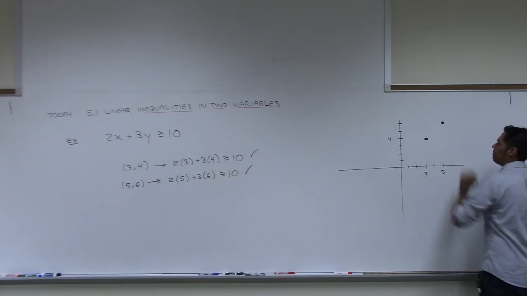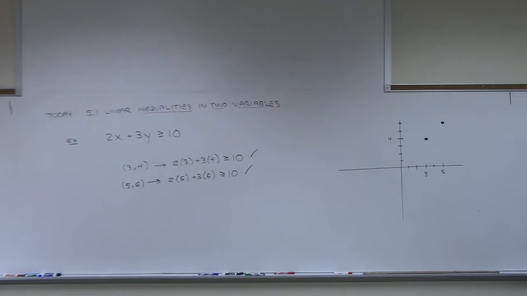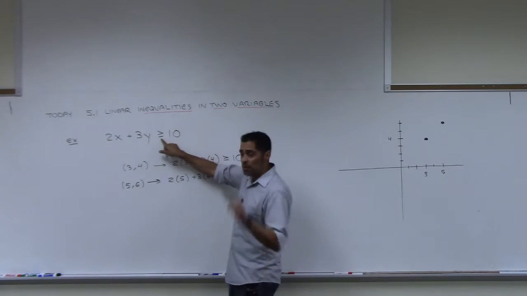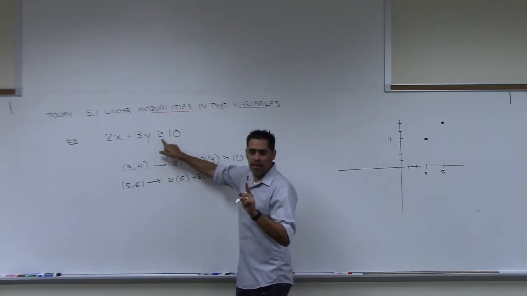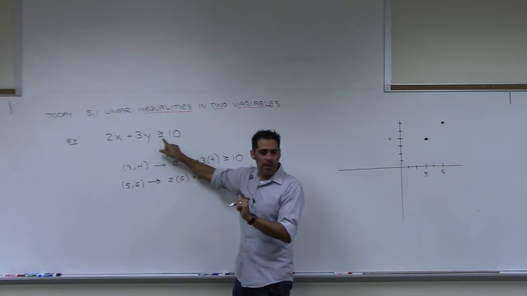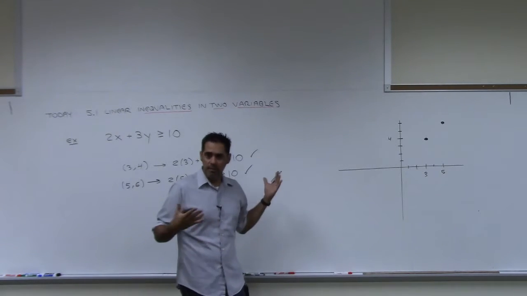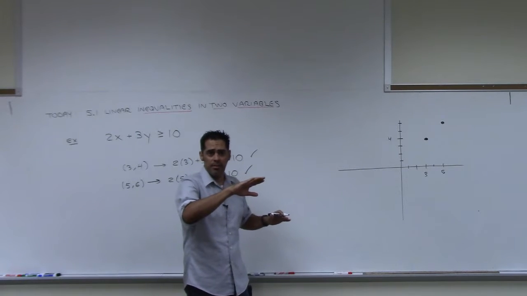Now, this is where things are different, okay? Because if this wasn't equals, if it was equals, then this would be a line, wouldn't it? And so all I'd have to do right now is connect those with a straight line, right? And that would represent all the answers.